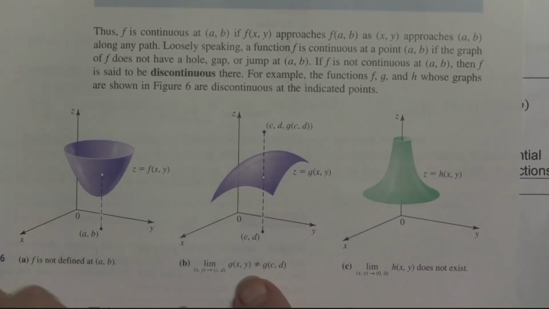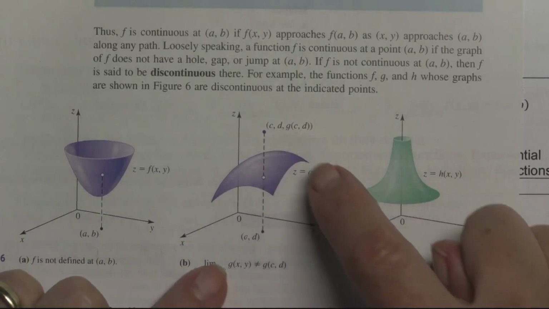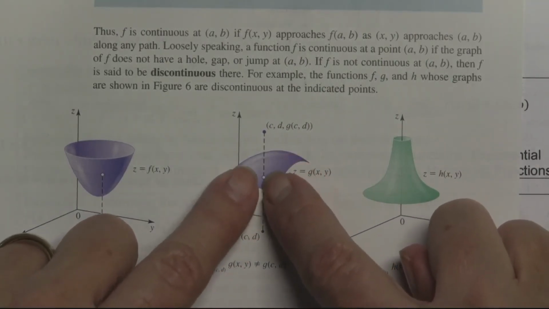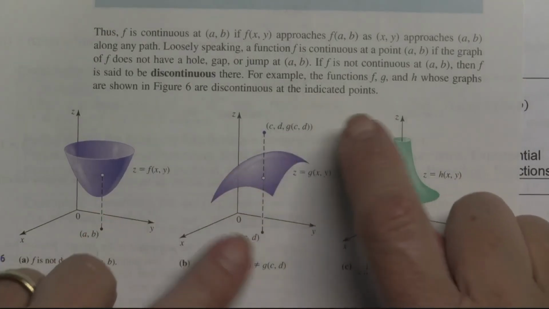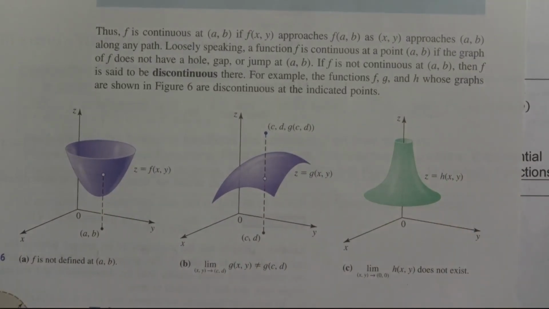And then this one is an example right here. Here we're actually defined at the point, defined to be that height there, and the limit actually exists, every path would take you to that height, but they're not equal to one another. So kind of that same idea.